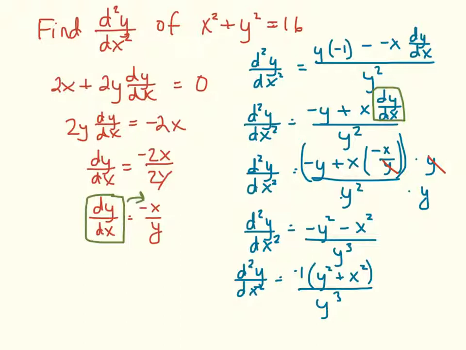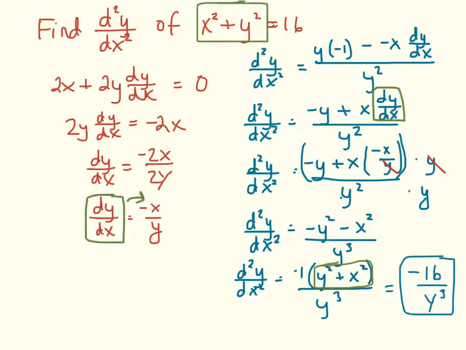We started with x squared plus y squared equaling 16. So here's another chance where we're going to substitute in for something we already know. Here is x squared plus y squared, obviously written in reverse order, but same exact thing. So x squared plus y squared equals 16, so I'm going to replace that x squared plus y squared with 16, and so my final answer here is negative 16 over y to the third. That is the second derivative of y with respect to x.